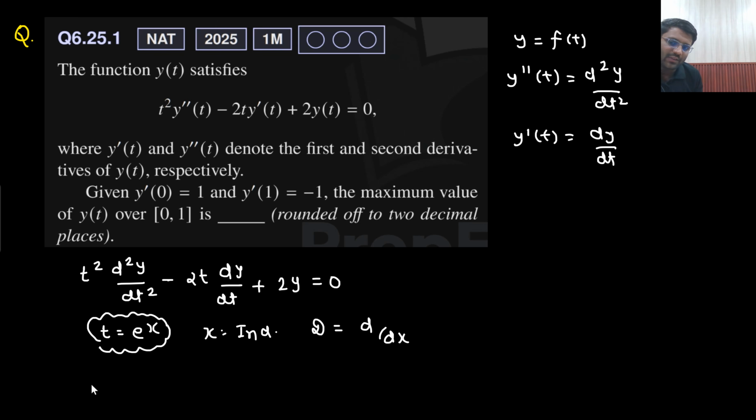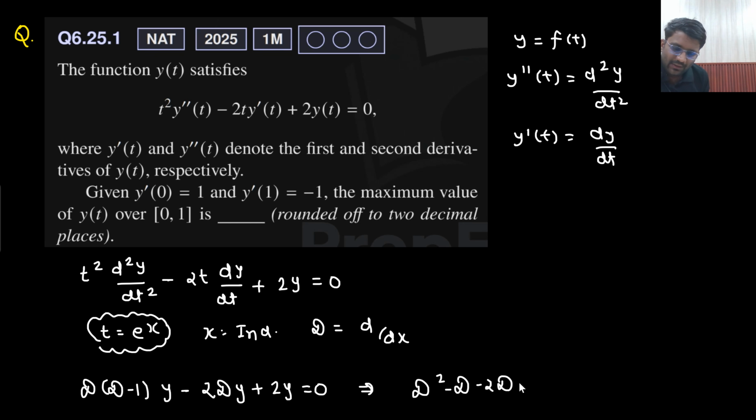So t square d square by dt square can be replaced as D into D minus 1, multiplied with y, minus t dy by dx could be replaced as Dy, plus 2y equals 0. D square minus D minus 2D plus 2, into y equals 0. What you have done is that this is replaced with D into D minus 1, y, minus 2, this is D only, minus 2Dy plus 2y. So y you take common: D square minus D minus 2D plus 2. So D square minus 3D plus 2, into y.